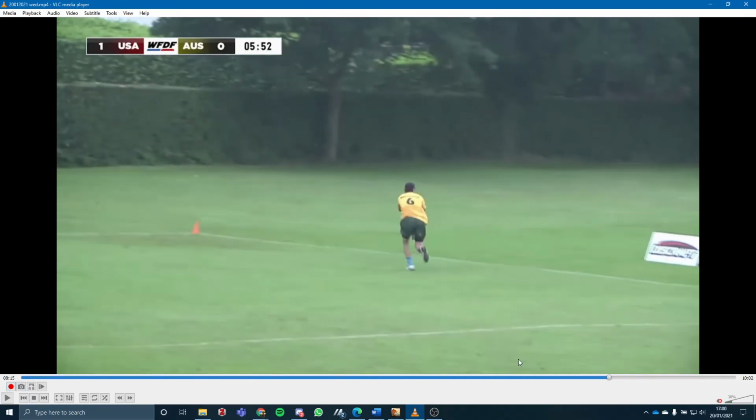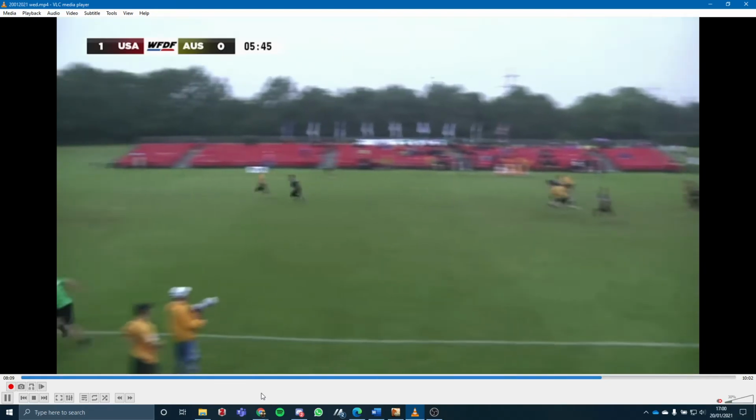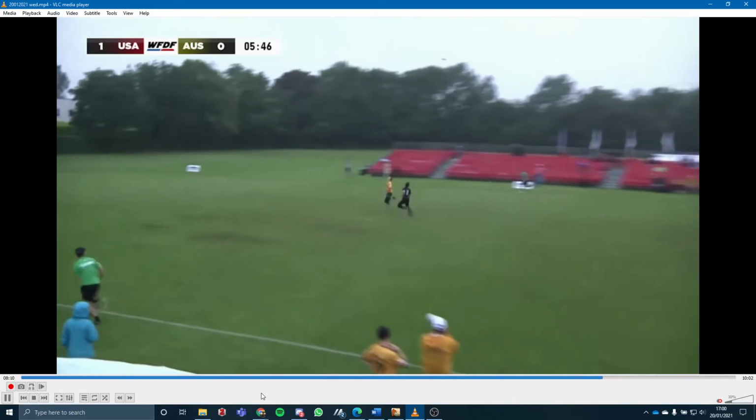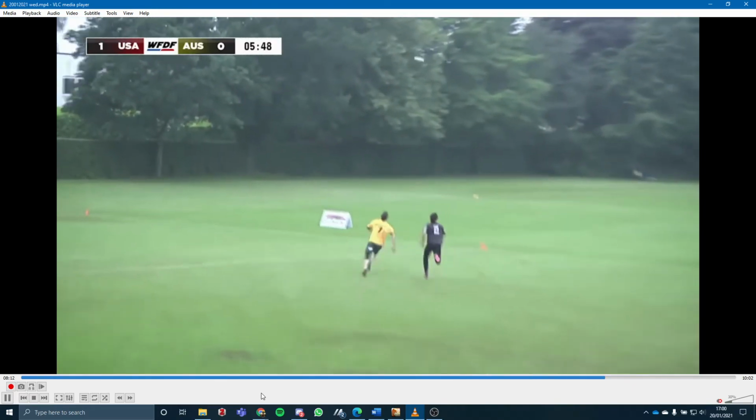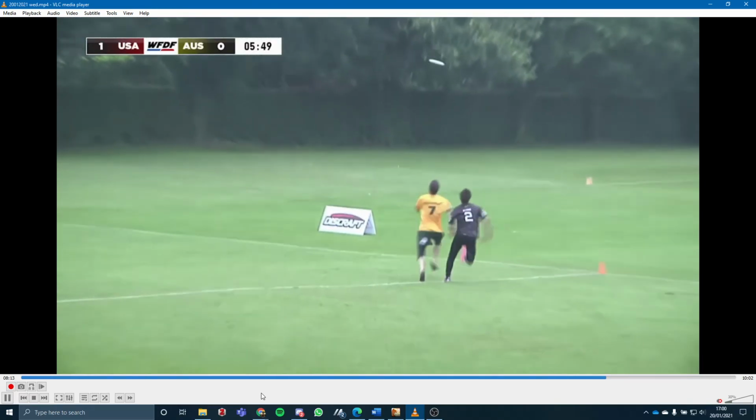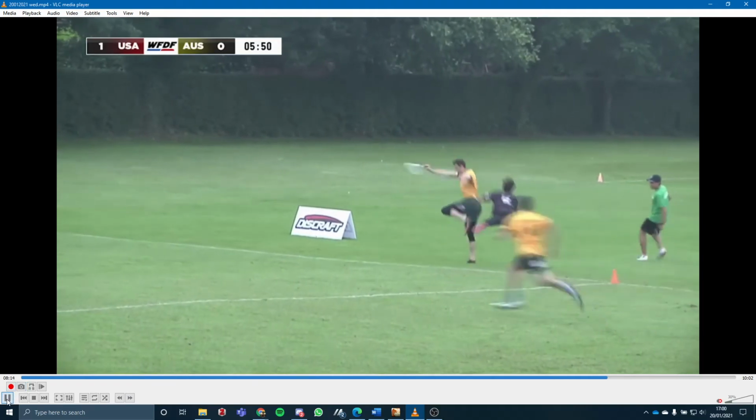Oh, slow-mo, yeah, I should do this in slow-mo. That's a good idea. But super slow-mo. They do actually show it in slow-mo a bit later.